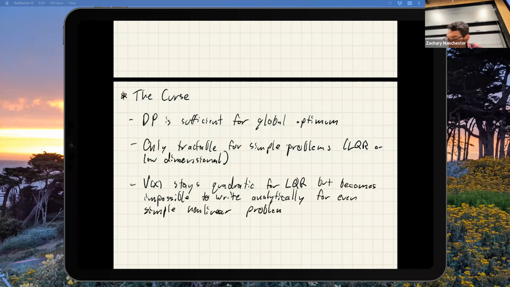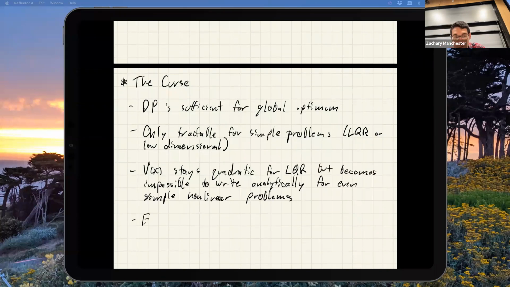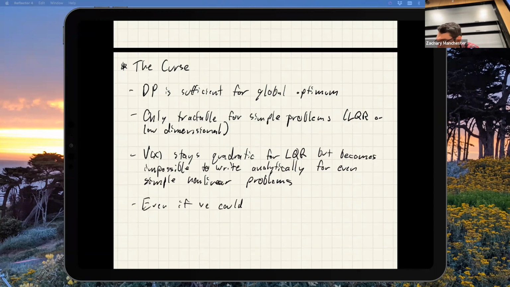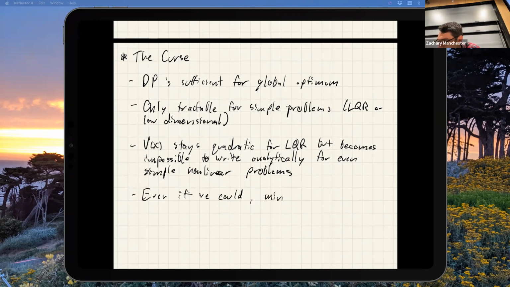And that's the real reason. The other side comment is that even if we could get the V, the one-step online problem to get the feedback policy, in the general case, would be a non-convex problem, which is also potentially nasty. So this guy will be kind of hard also.